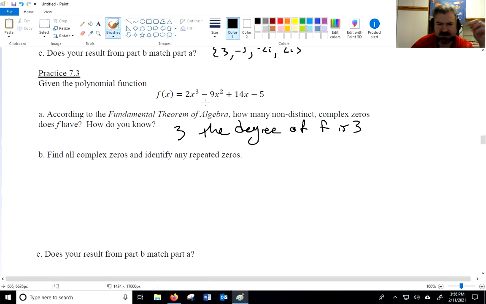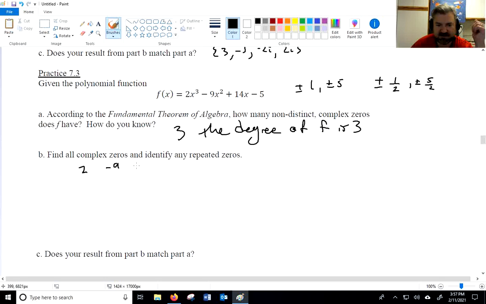Is this groupable? I don't believe so. So the possible rational zeros would be plus or minus 1, plus or minus 5. But also because we have this 2 here, we have to consider fractions, 1/2 and plus or minus 5/2. Because remember, the denominator of your fraction can divide this first number. So we have a little bit to try. Let's just get to it.